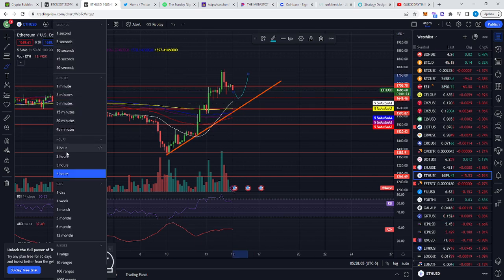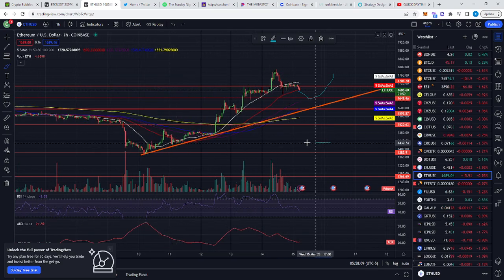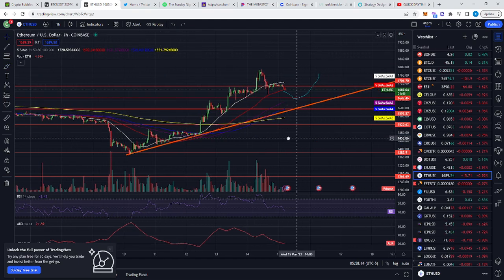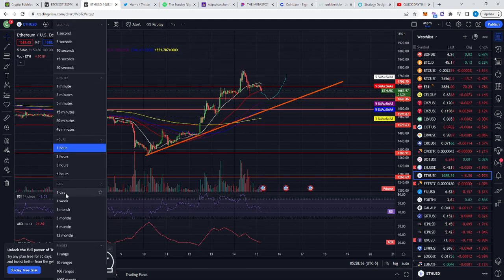Let's look at the 1 hour chart. As you can see on Ethereum on our chart, you see the 21 cross the 200, and you had that golden cross right there, and price action went up right along with it. And you see the 21 starting to come back down to touch that, and price action is coming down with it.